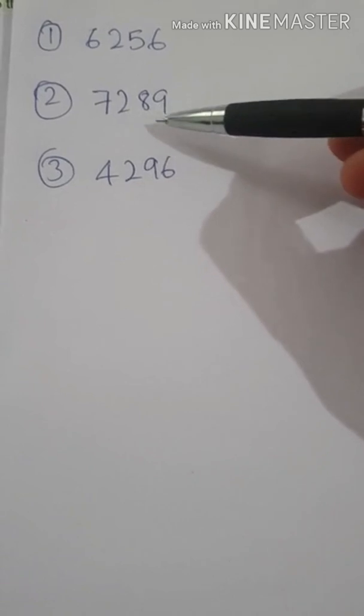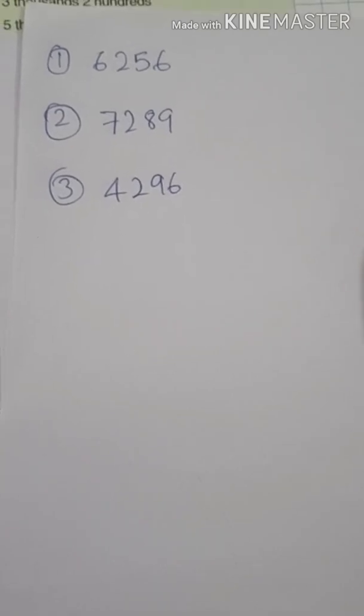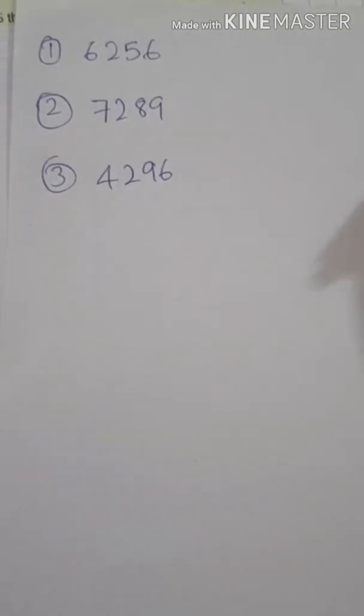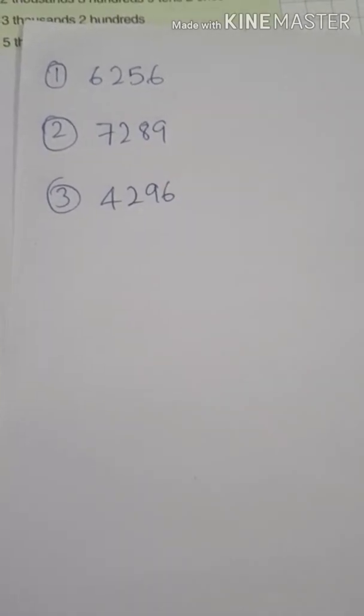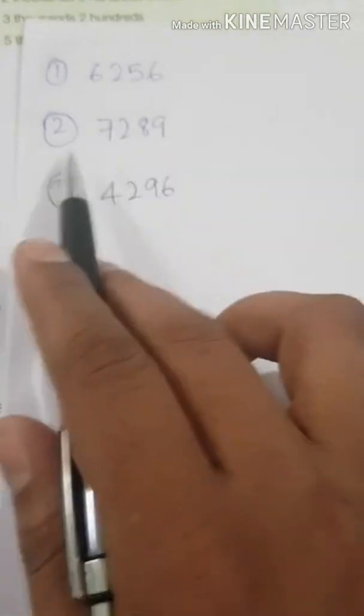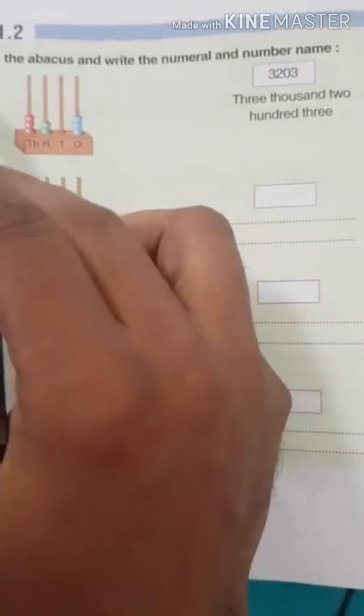Please students, do these 3 numbers. The first one is 6256, the second one is 7289, and the third one is 4296. Do them with the help of the abacus and send them to my WhatsApp number. Okay students, once again: 6256, 7289, and 4296. These 3 numbers.